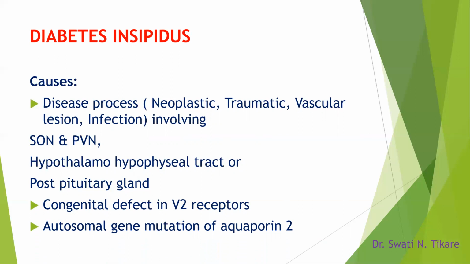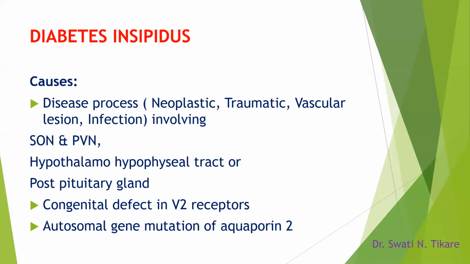Coming down, the defect may also be in the receptor. First thing is that the hormone itself is not produced or not transported. Second, a congenital defect in V2 receptors, the receptors binding the ADH. Third, autosomal gene mutation of aquaporin 2, the water channels present within the cell. If there is gene mutation of that protein, it can also lead to diabetes insipidus.